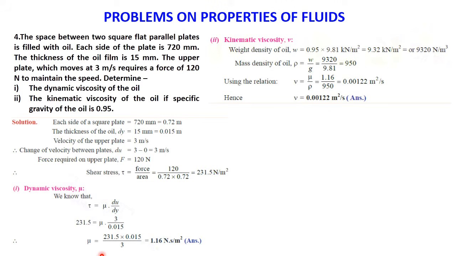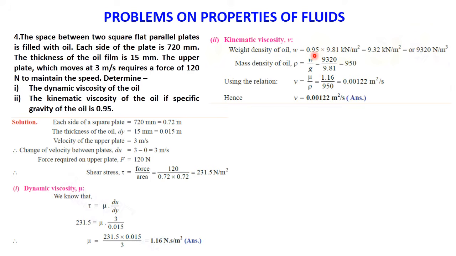Also we can convert this into poise, but based on this value only we have to calculate the further values. So we are keeping this in the SI system. So the answer for dynamic viscosity is 1.16 Newton second per meter square. Then second is kinematic viscosity nu.